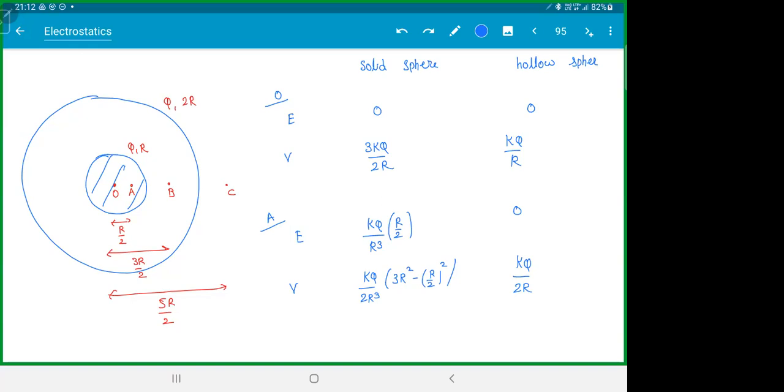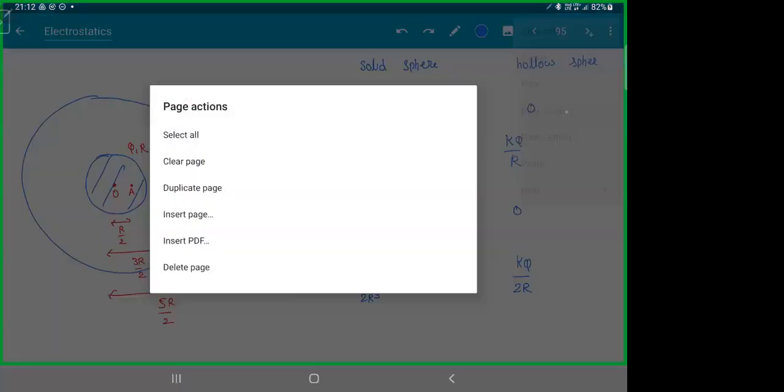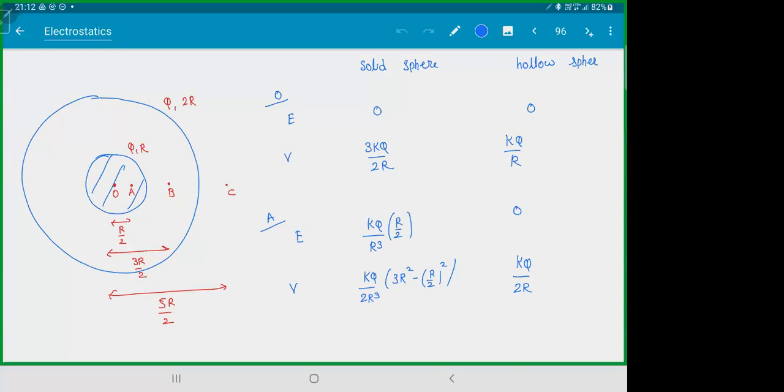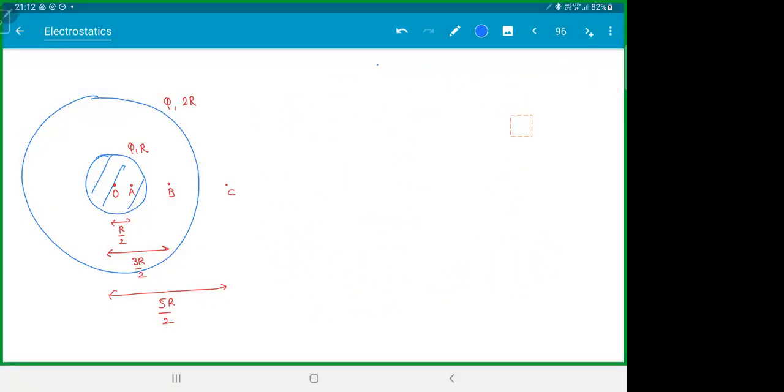Let's see. What is the answer for B? So for the field at B, now see, the point B is outside the solid sphere. This is how you always tell yourself. B is outside the solid sphere. Outside the solid sphere, the formula will behave like a point charge, kq by small r square. Small r is (3r by 2) whole square. Point B is still inside the hollow sphere, so 0.